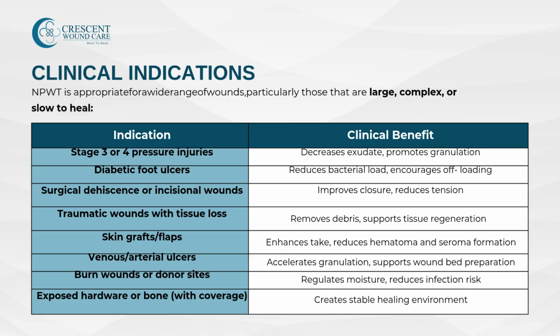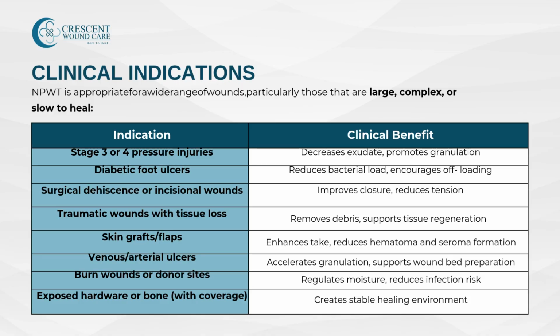Negative pressure wound therapy, or NPWT, is particularly useful for managing wounds that are large, complex, or healing at a delayed pace. It helps in optimizing the wound environment and accelerating recovery. Let's review the specific conditions where NPWT is commonly indicated. Stage 3 or Stage 4 pressure injuries. These deep pressure ulcers benefit from NPWT because it promotes granulation and prevents infection.